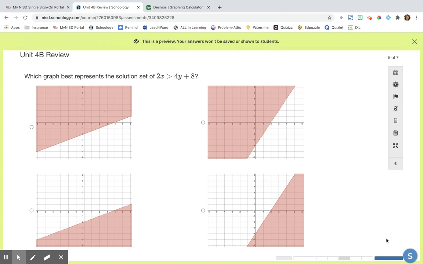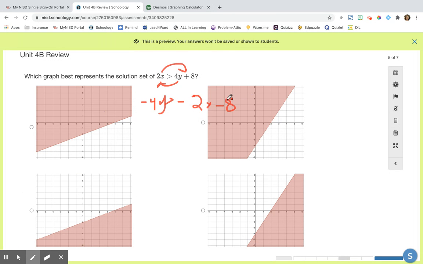Then this one says, which graph best represents the solution set of 2x is greater than 4y plus 8? So when we did it in class, I showed you guys that you want to have the y all by itself. So you would start by moving this 2x to the other side and moving this 4y over here. So that would be negative 4y is greater than negative 2x plus 8.